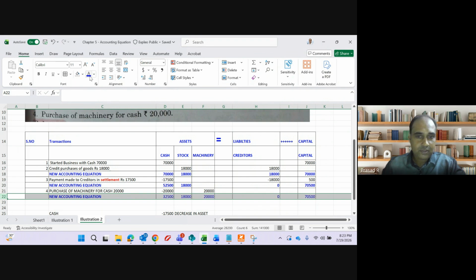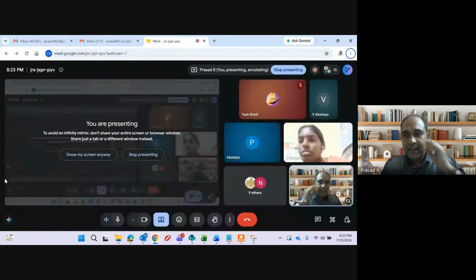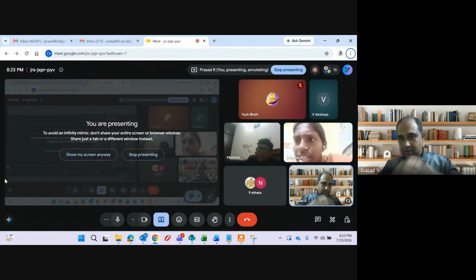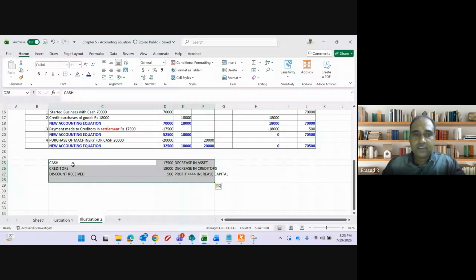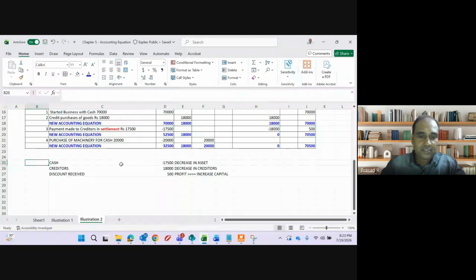Clear? Any doubt, guys? No, sir. Are you clear on transaction number 3? Yes, sir. Note down the concept, guys, for transaction number 3. This is the concept for transaction number 3.